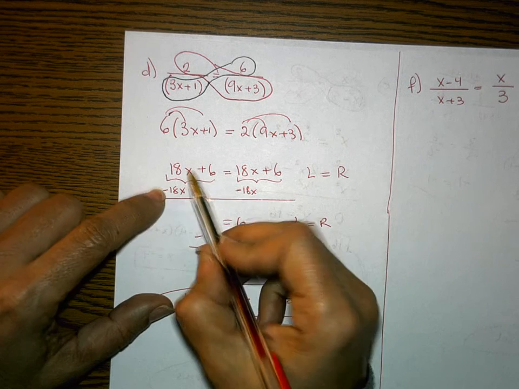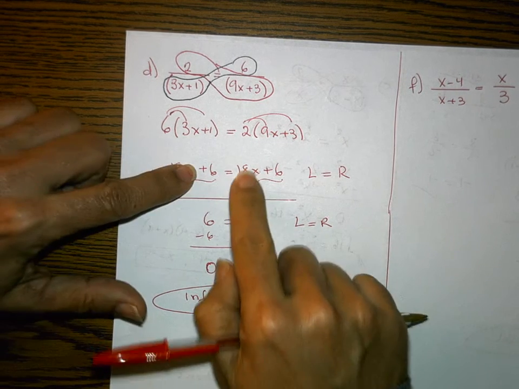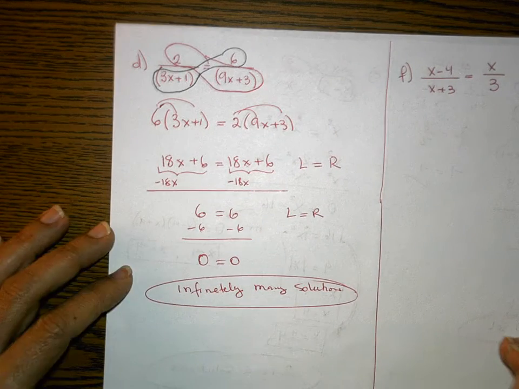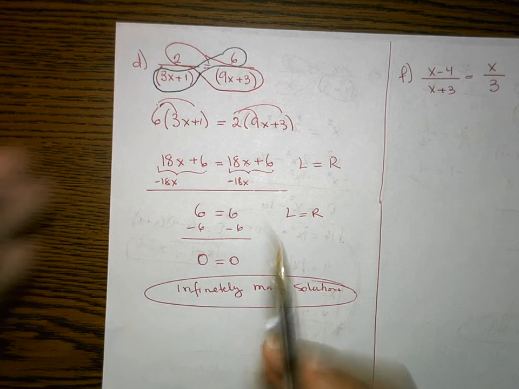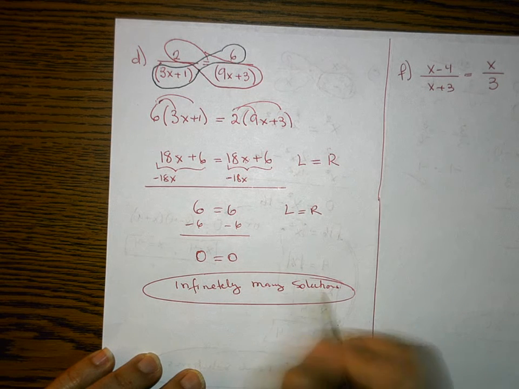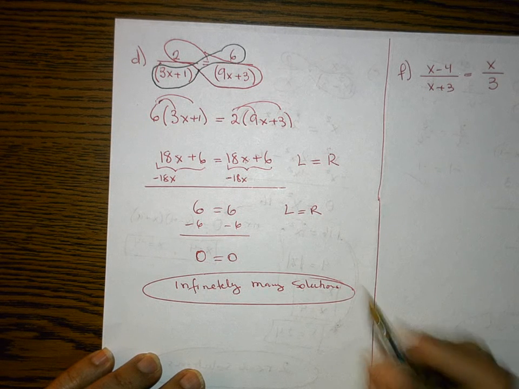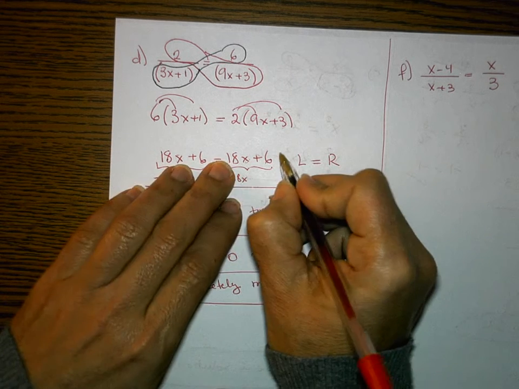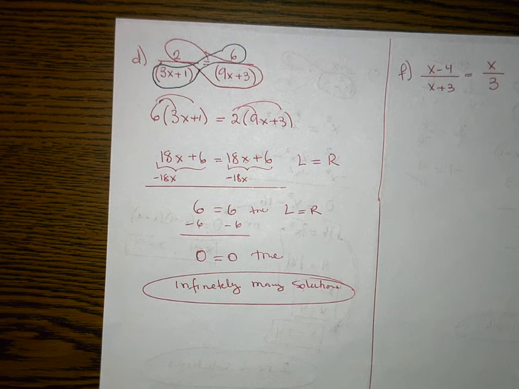If I plug in a 0 for x, we get 6 equals 6. Okay? If we plug in a 10 for x, we're going to get the same answer on the left as we're going to get on the right. This is the case where the infinitely many solutions is a true statement. This is true here. This is true here. It's a true statement right from the beginning. Okay?